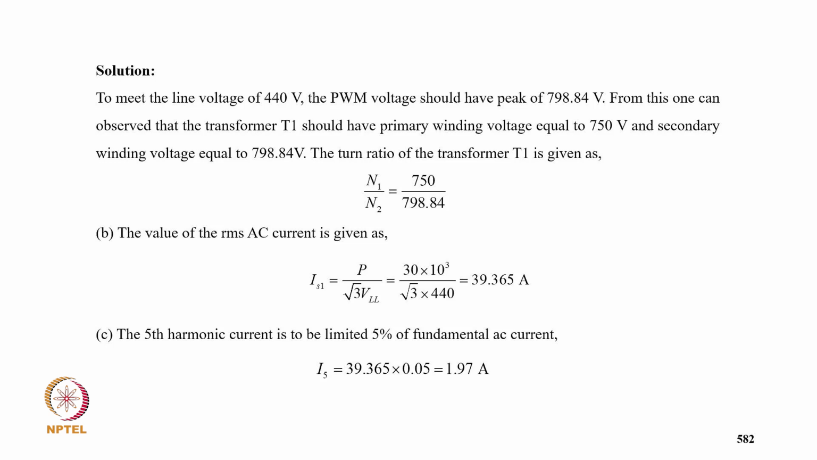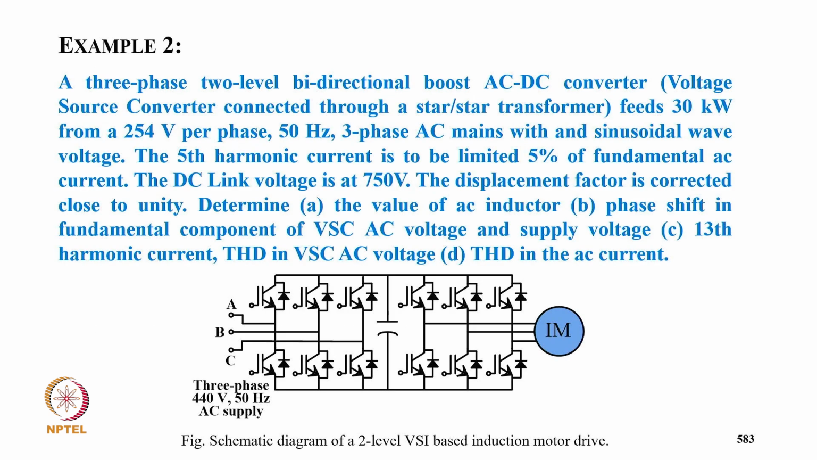And to meet the line voltage of 440, the PWM should have a peak of 798.84. So from this one can observe the transformer T1 should have a primary winding equal to 750 and a secondary winding of 794. The turns ratio is given as N1 upon 750, so IS1 equals P upon root 3 V, that is 39.65 ampere, and the fifth harmonic is 5% of fundamental, this is 1.97 ampere.